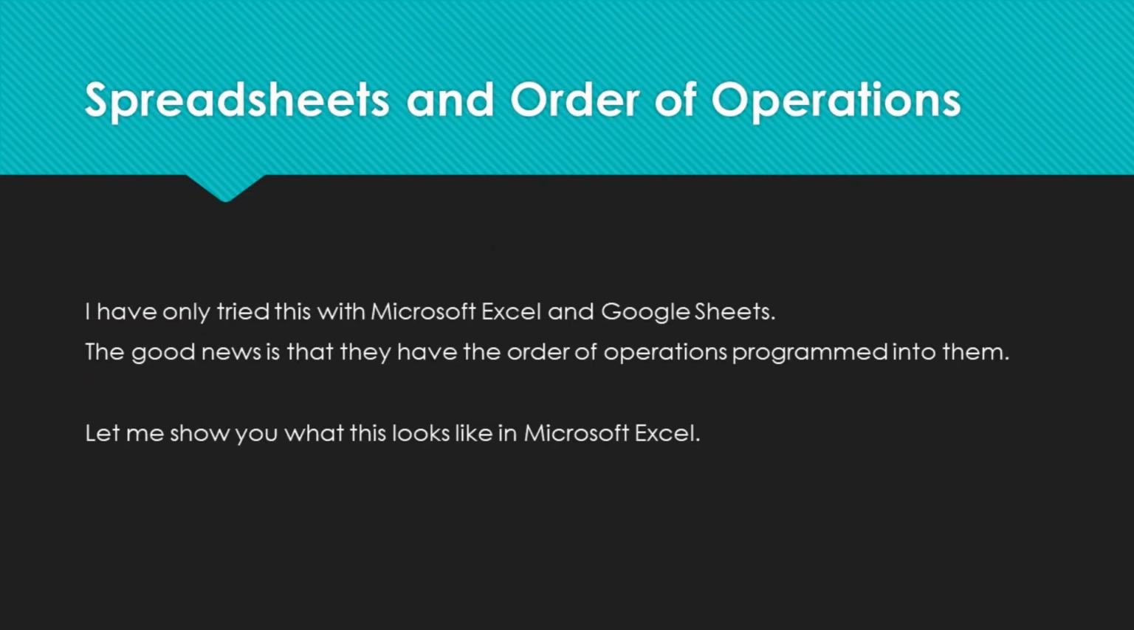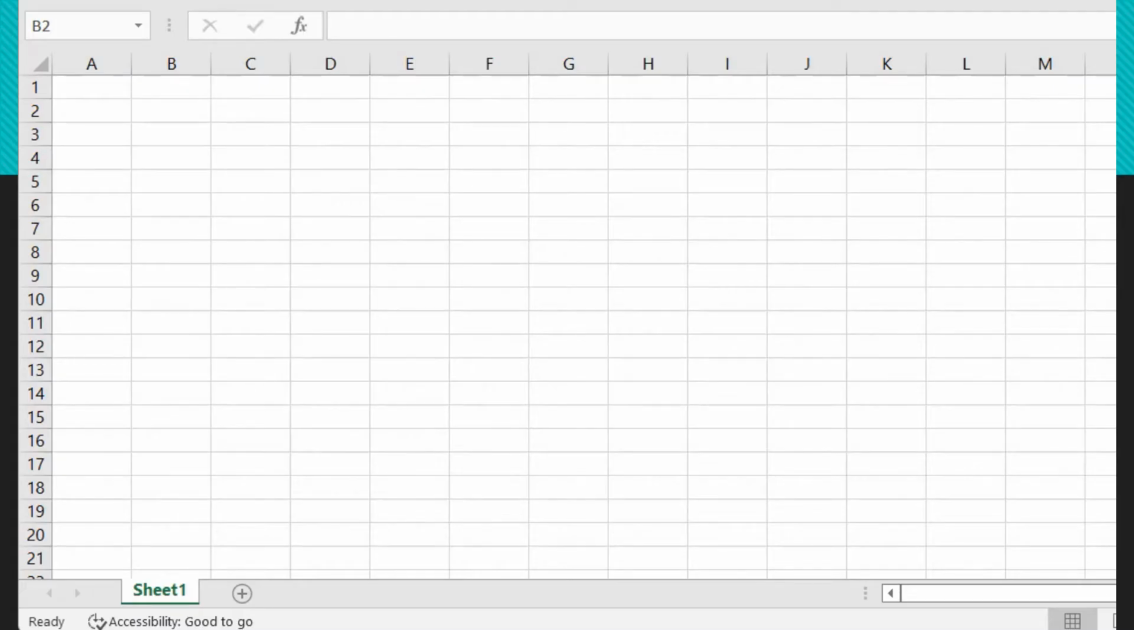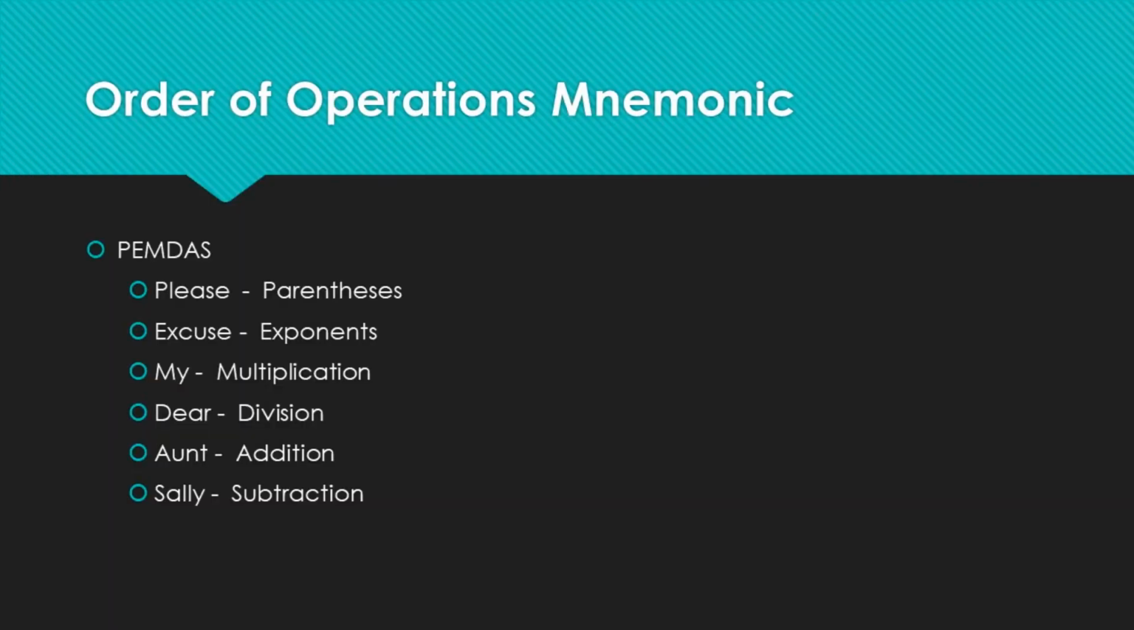I have only tried this with Microsoft Excel and Google Sheets. The good news is that Microsoft Excel and Google Sheets have the order of operations programmed into them. Let me show you what this looks like in Microsoft Excel. I have a blank workbook in Excel. I click inside any cell and type the equals sign to begin my formula. I type our formula exactly as we have seen it, 12 minus 8 divided by 2, and press enter. Excel returns my answer.